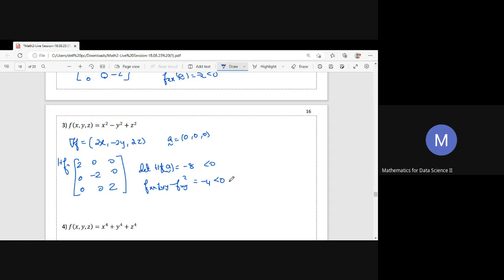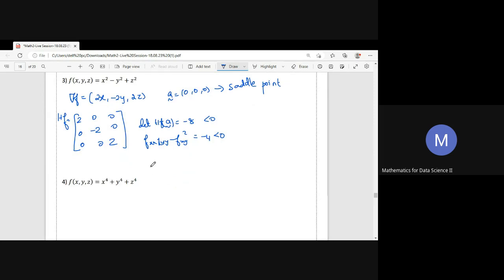So this is a saddle point. You see now this has become a saddle point. When this is negative, you don't have to check for the next one. Directly you can write it is a saddle point.